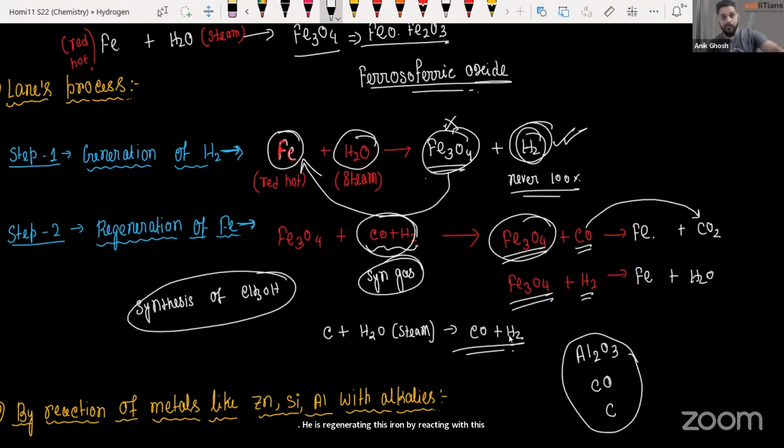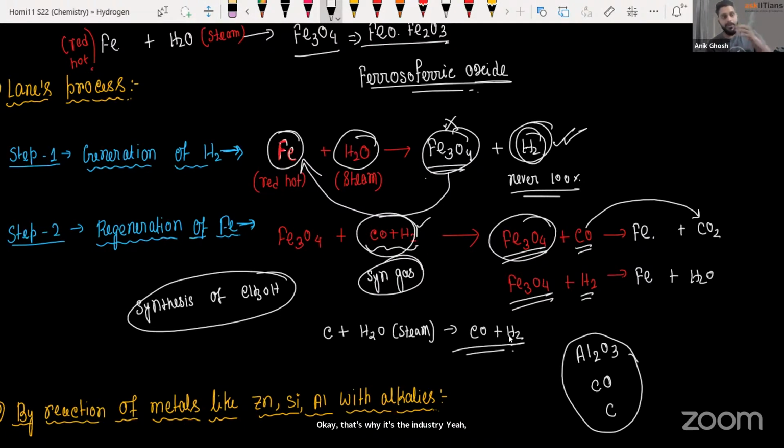So guys, that means you just buy iron one time and the reaction will keep on happening in a cyclic method. Did you understand how much money he is saving right now? And what is he using? Only water gas, meaning only coal and steam. You can understand how cost efficient this method is going to be. That's why it's industrial.